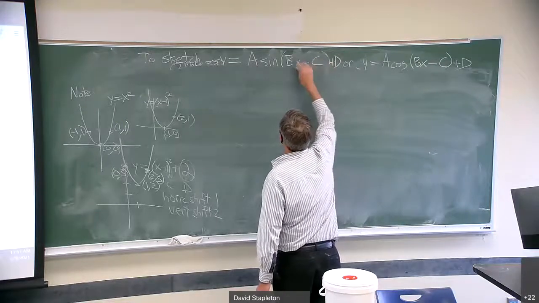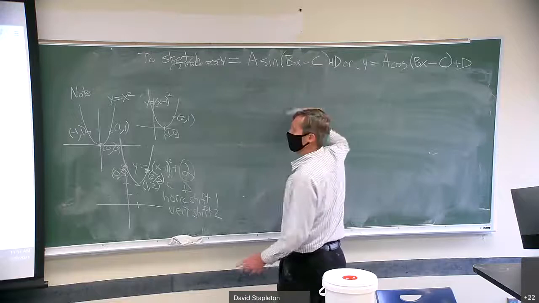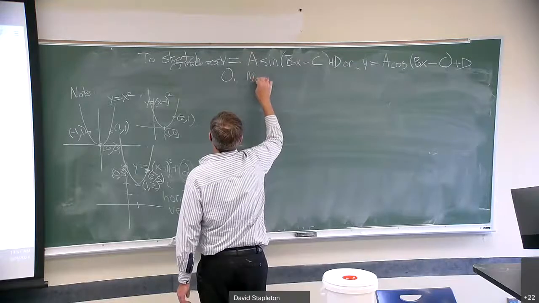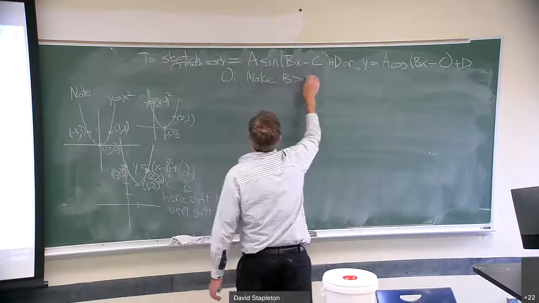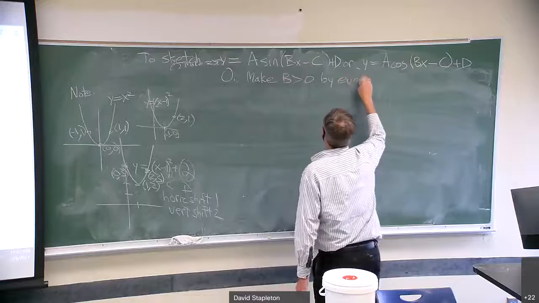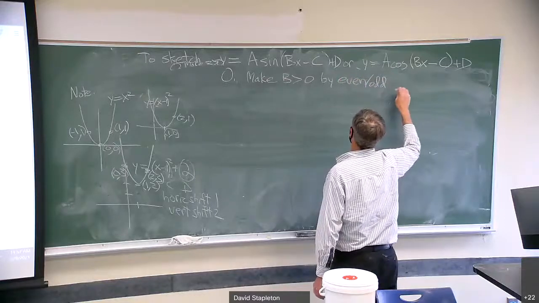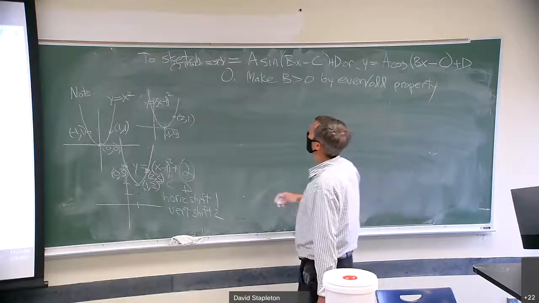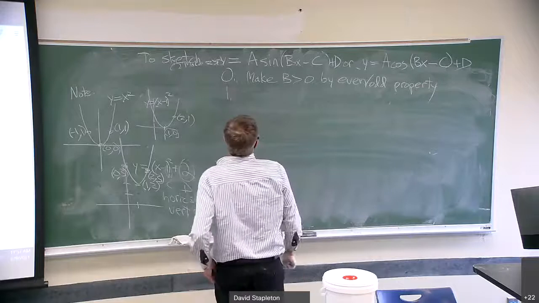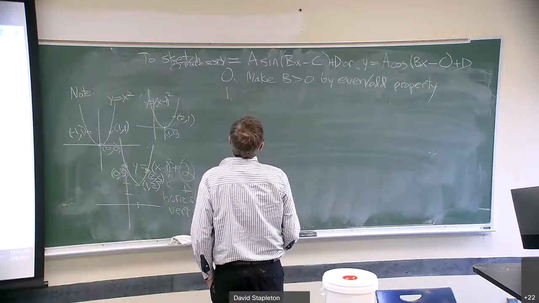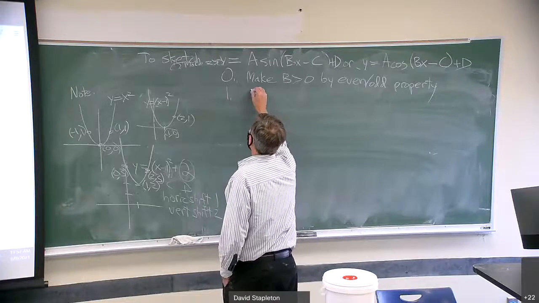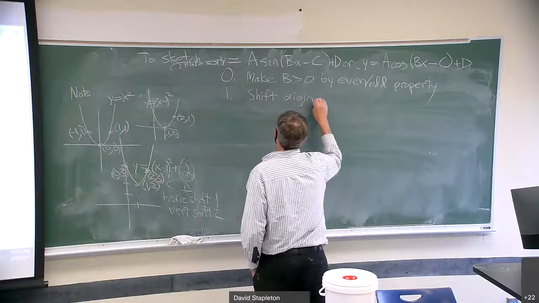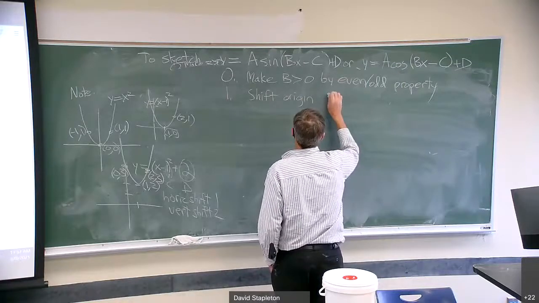I'm going to have y equals A sine of Bx minus C plus D, right? Here's what I do. Step 0: make B greater than 0 by the even and odd property. You can get a corresponding function to the graph where B is positive. All right. Now, shift the origin in this notation to C over B.